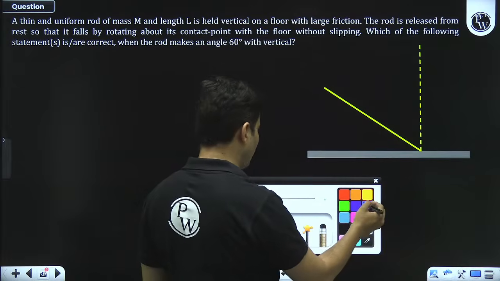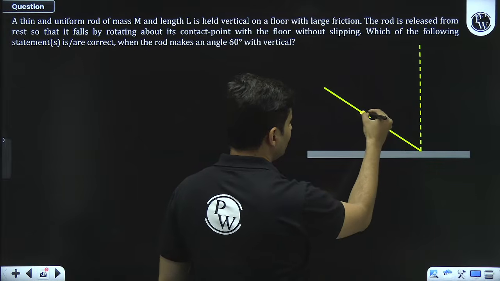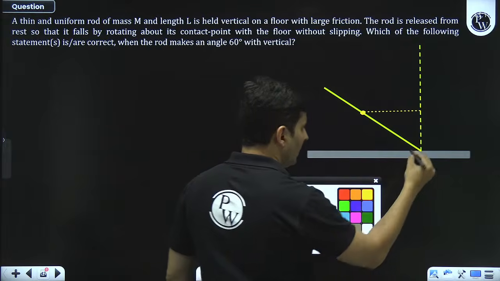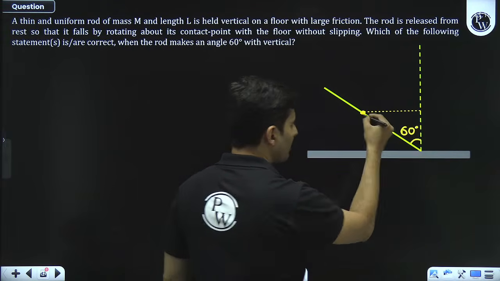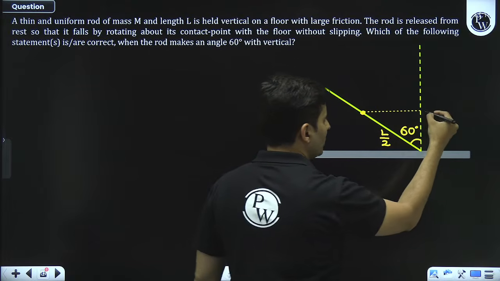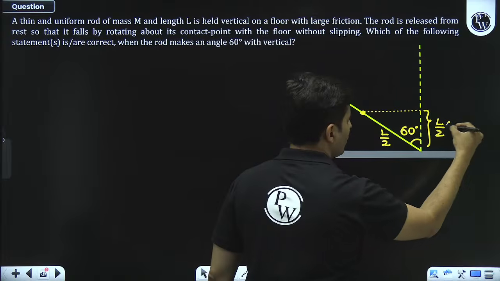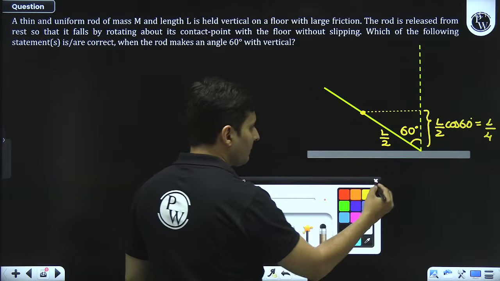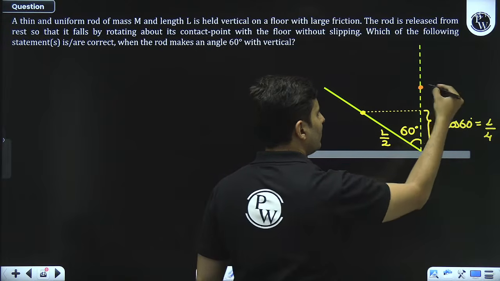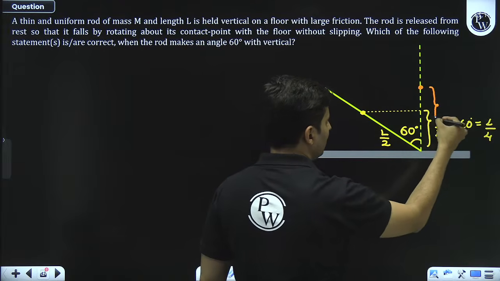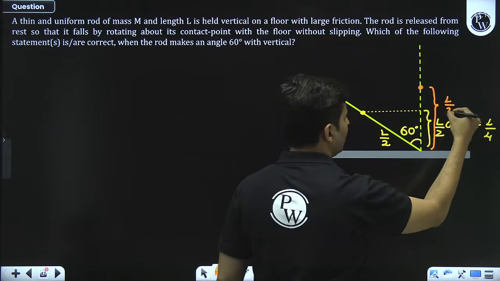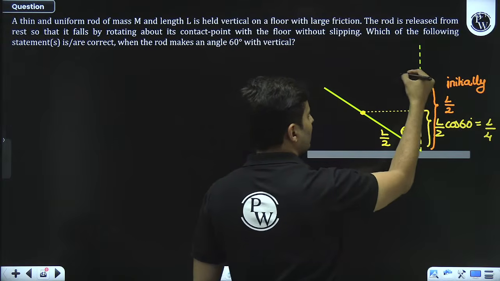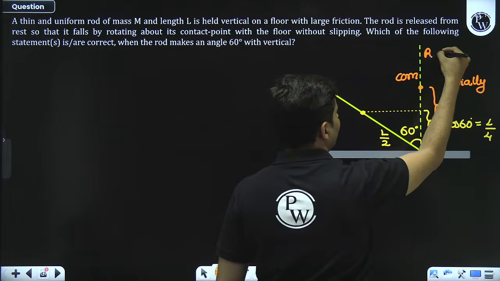The center of mass of this particular rod is obviously going to be somewhere over here. If I draw a horizontal line like this, and this angle is obviously 60 degrees, this is obviously L by 2. So this will be L by 2 cos 60, cos 60 is half, so this will be L by 4. Earlier, when the rod was vertical, the center of mass would have been at L by 2. This is initially, where the center of mass would be when it was at rest.